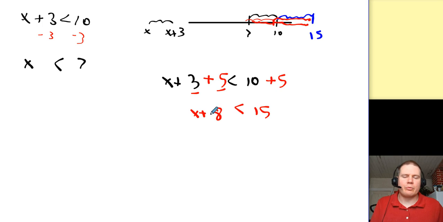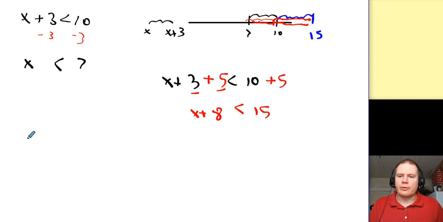It doesn't matter whether we're dealing with positives or negatives. If everything's shifting to the right, that relationship stays the same. If everything's shifting to the left, that relationship stays the same. So the process of solving inequalities is no different than the process of solving equations. I can still use that additive property whether I start with positives or negatives.